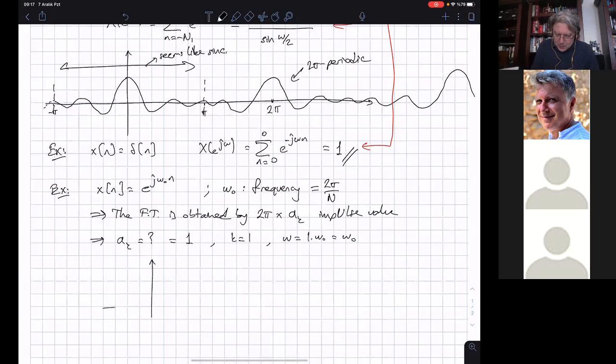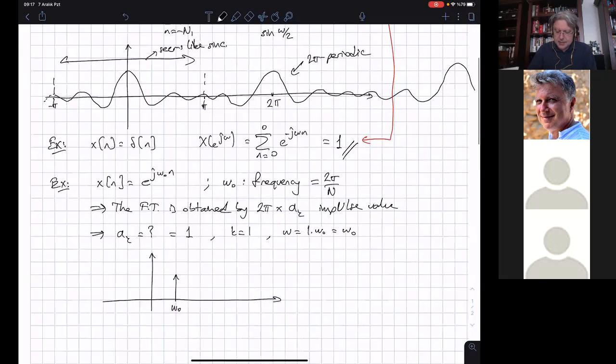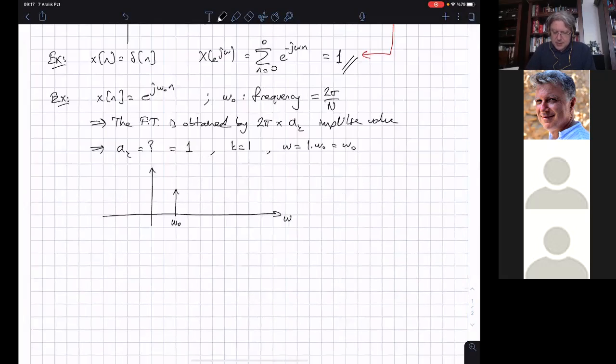So the situation is like an impulse at omega equal to omega 0. Let's say that omega 0 is here. And this is the frequency axis. And I'm plotting X of e to the j omega. And the impulse magnitude is 2 pi times 1. So it is 2 pi. This is the impulse that we insert. Are we finished? We are almost finished.